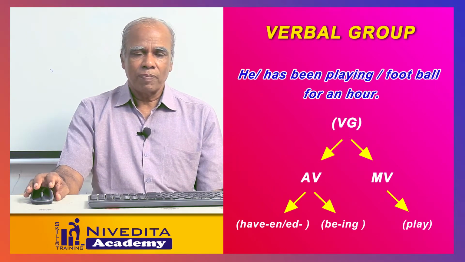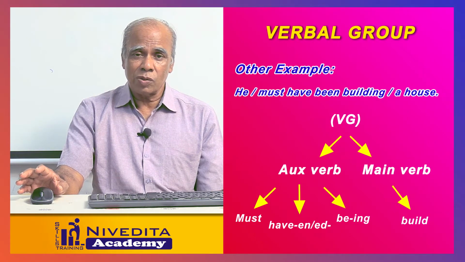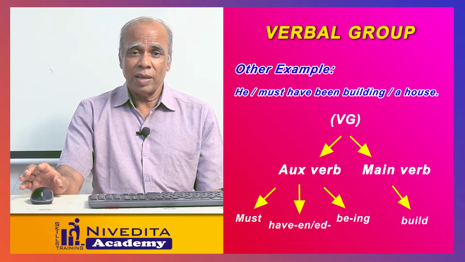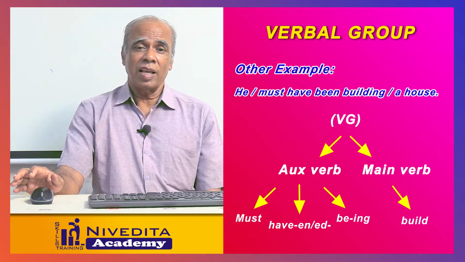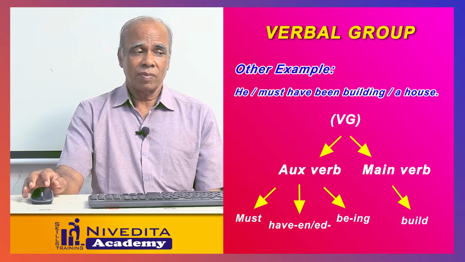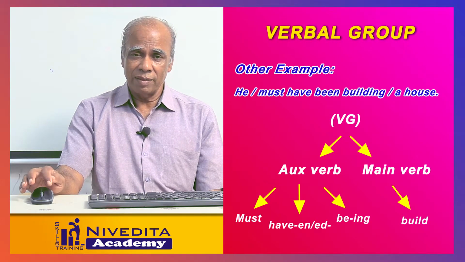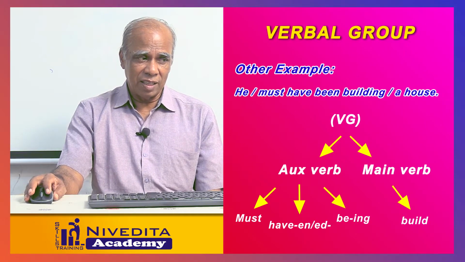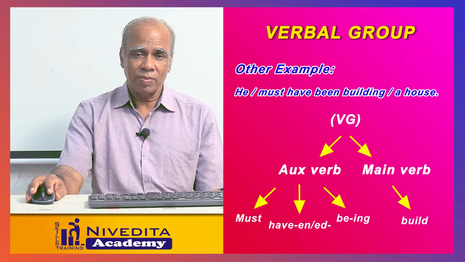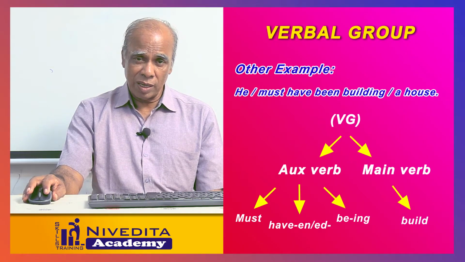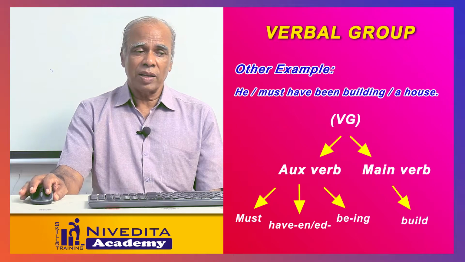So another one: he must have been building a house. Build is a main verb. You have another three auxiliary verbs: must, and then have plus en or ed, and be plus ing. That's why we have the ing form. So build is a main verb.